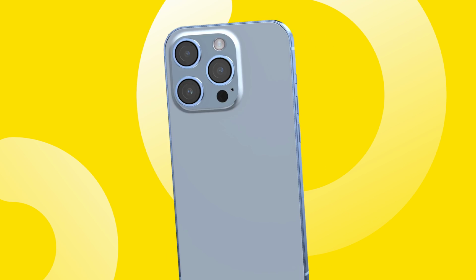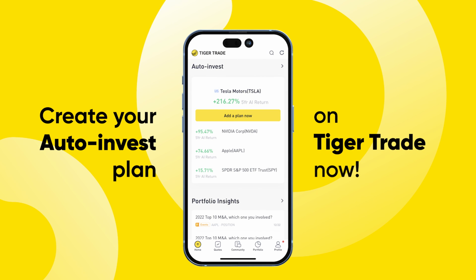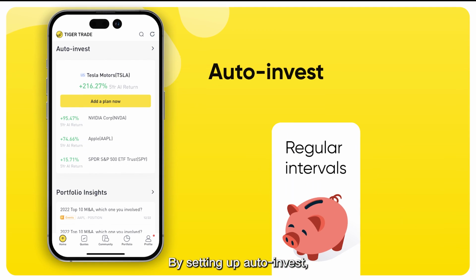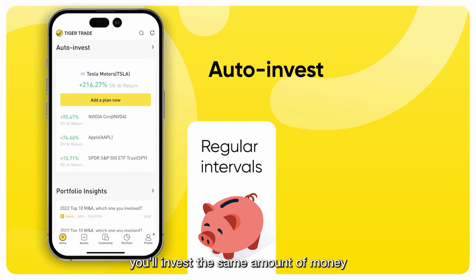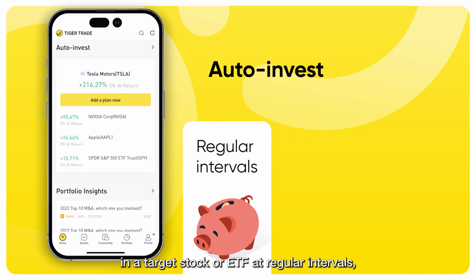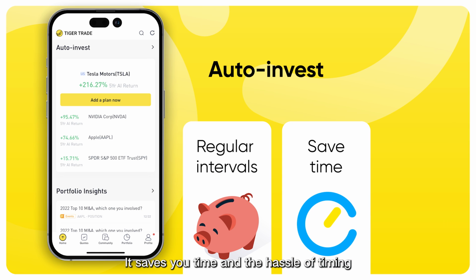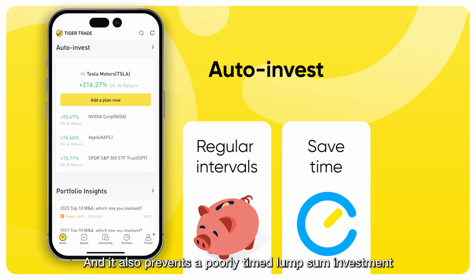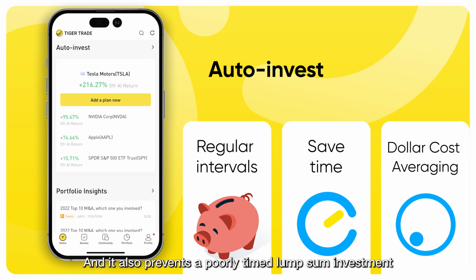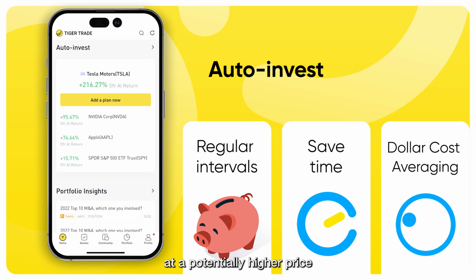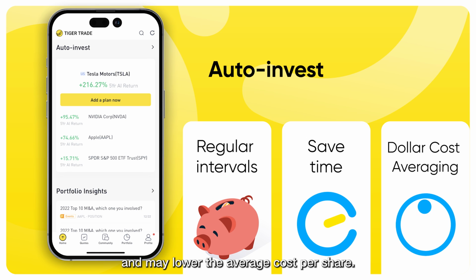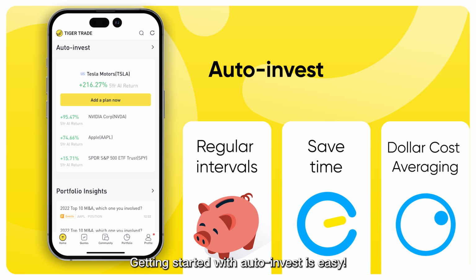Create your auto invest plan on Tiger Trade now. By setting up auto invest, you'll invest the same amount of money in a target stock or ETF at regular intervals, regardless of price. It saves you time and the hassle of timing and placing orders. And it also prevents a poorly timed lump sum investment at a potentially higher price and may lower the average cost per share. Getting started with auto invest is easy.